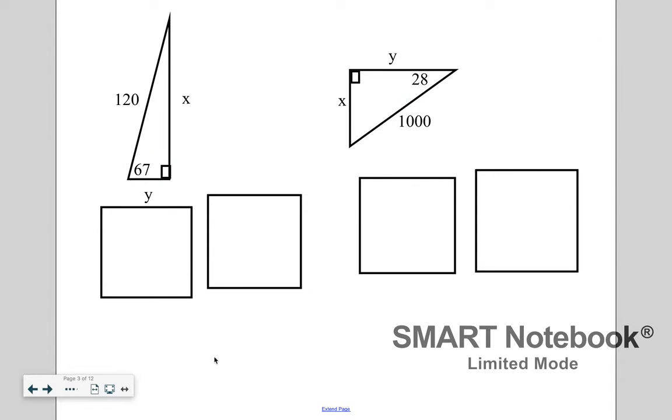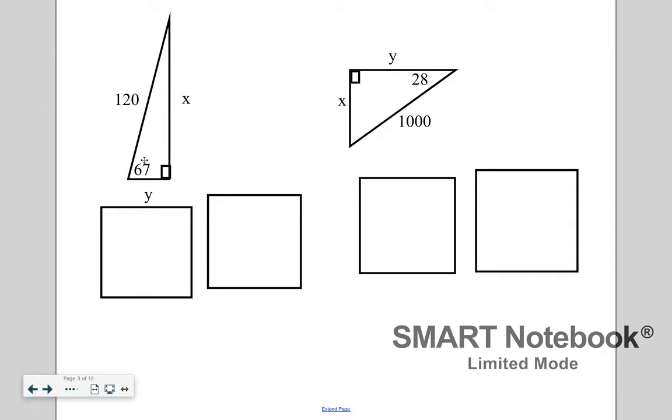All right, over here, we're going to use sine and cosine to find missing sides. So as I look at this triangle, I can't use Pythagorean theorem. I don't know two sides. I need at least two sides to do Pythagorean theorem. It's not a special right triangle because I can see that's a 67, so it's not a 45, 45, 90 or a 30, 60, 90.